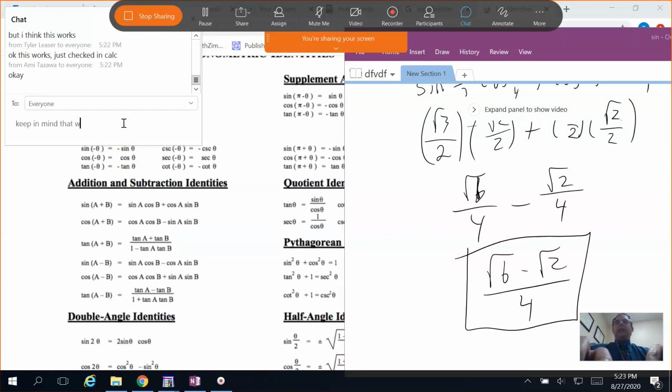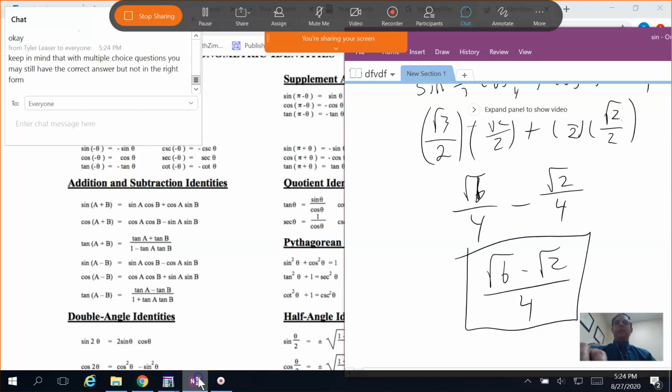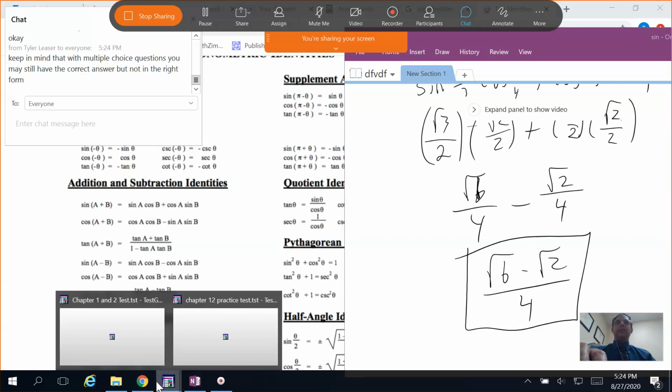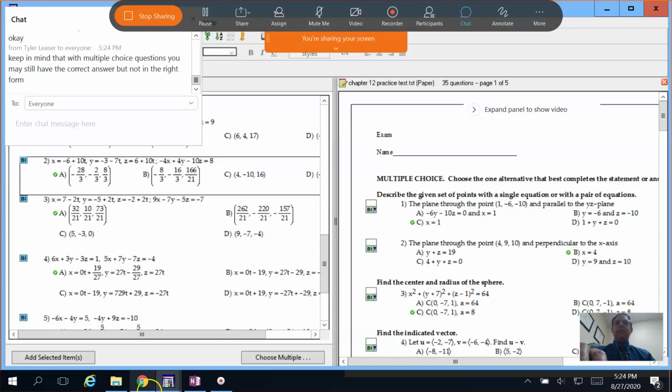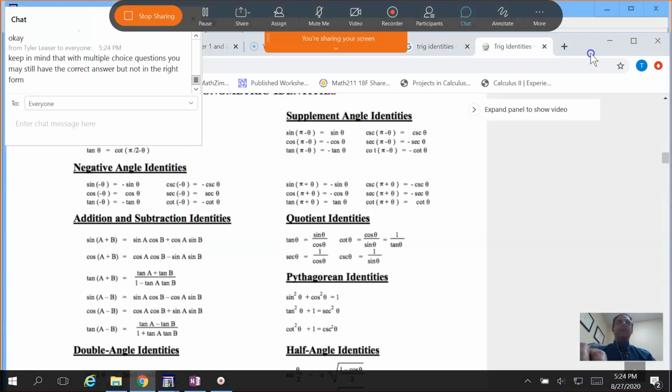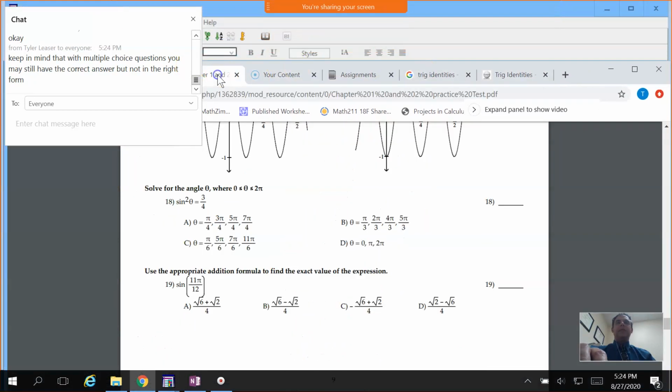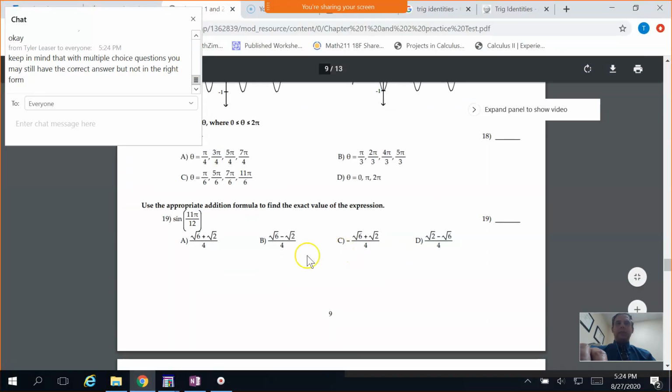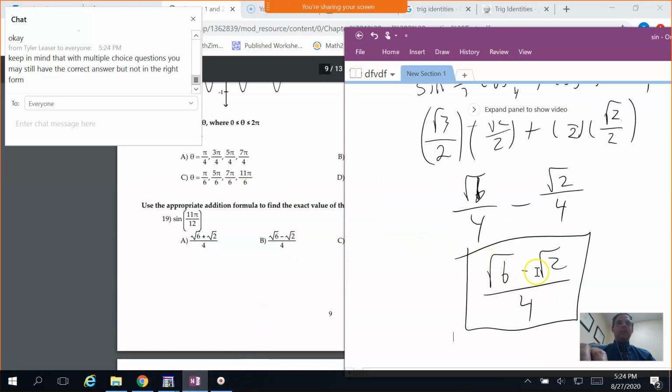Keep in mind that with multiple choice questions, you may still have the correct answer, but not in the right form. So if I look at the practice test, that's not the right practice test. Where is the practice test? There. But I think we're good, right? Root 6 minus root 2 over 4, it looks like B.